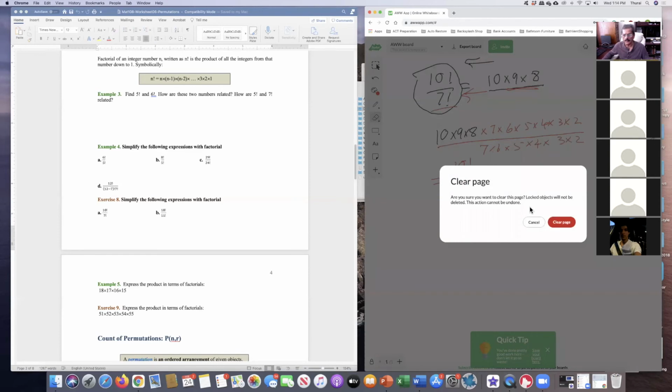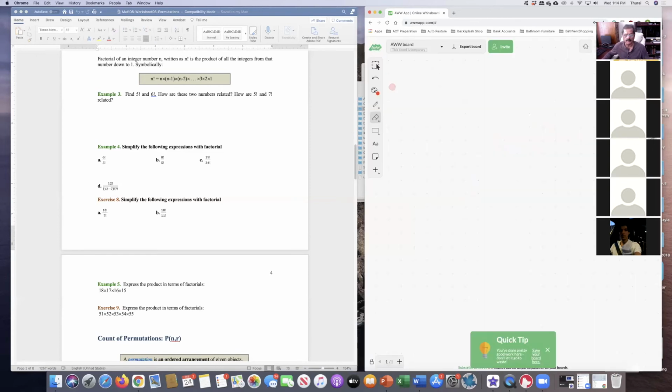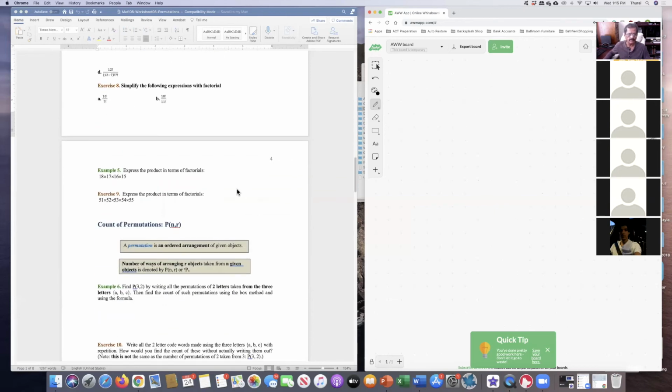So let's do example 9. Can anybody tell me what is that as a division of factorials? 18 factorial divided by 14 factorial. That's right. 18 factorial divided by 14 factorial is right. That's because it begins at 18 and goes down 17, 16, 15. So everything that comes after 15 will be equal to 14 factorial. So therefore, dividing 18 factorial by 14 factorial will give you that product. Okay.